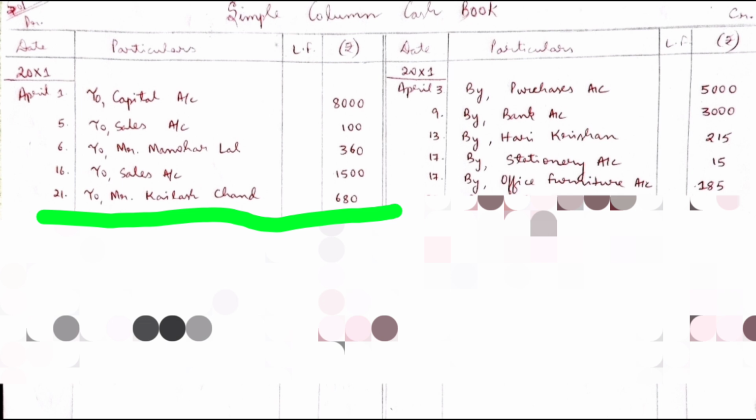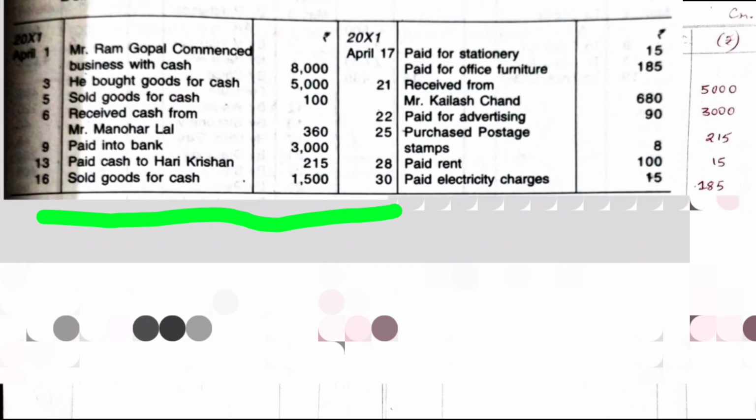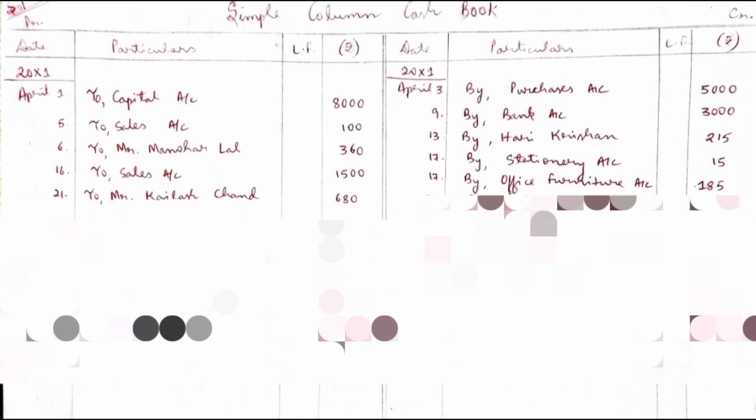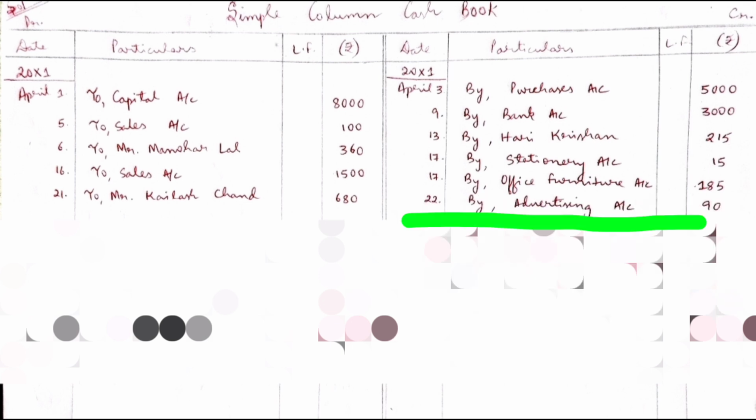The next business transaction happens on the next day, which is April 22. Paid for advertising. How much? 90 rupees. So payment is being done. Cash goes out. Where will we be recording? We will be recording on the credit side. Date 22, by advertising account, which is 90.